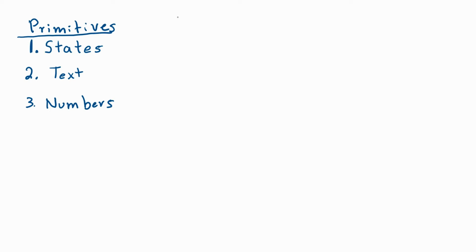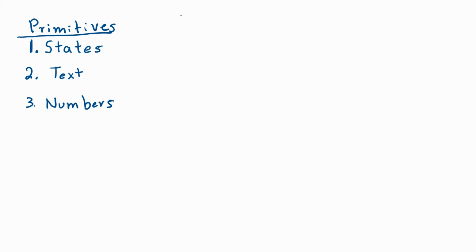First, we have states, which I said is either one thing or another, one thing or its opposite. Then we have text, which we use to describe any kind of information. And then we have numbers, which is information that we can do math with.